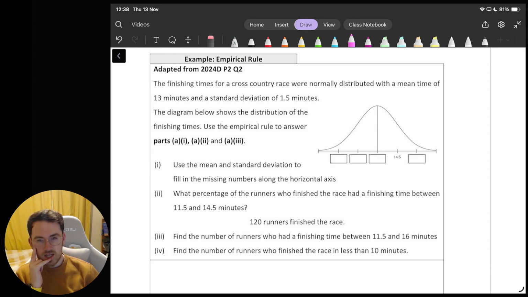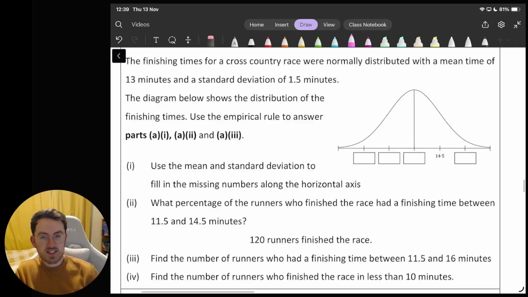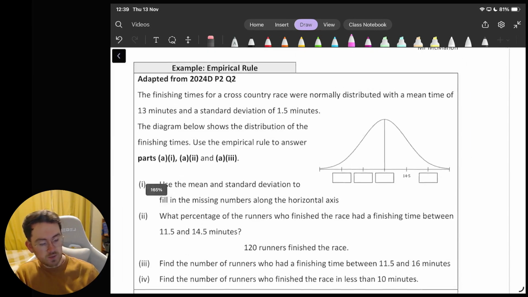Here, the finishing times for a cross-country race were normally distributed with a mean time of 13 minutes and a standard deviation of 1.5 minutes. The diagram below shows the distribution of the finishing times. Use the empirical rule to answer these questions. So we're asked first of all to use the mean and standard deviation to fill in the missing numbers. So let's see how we would do that.